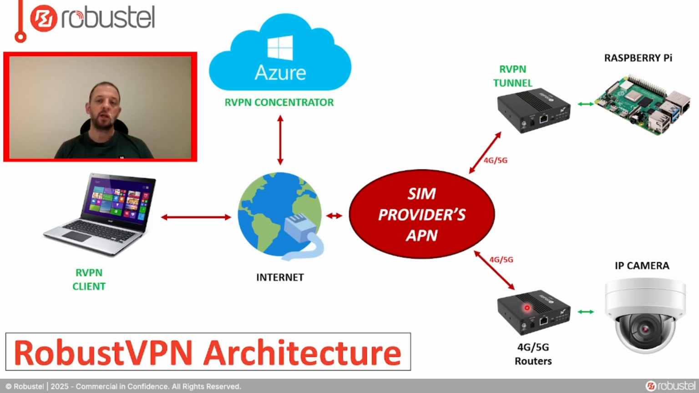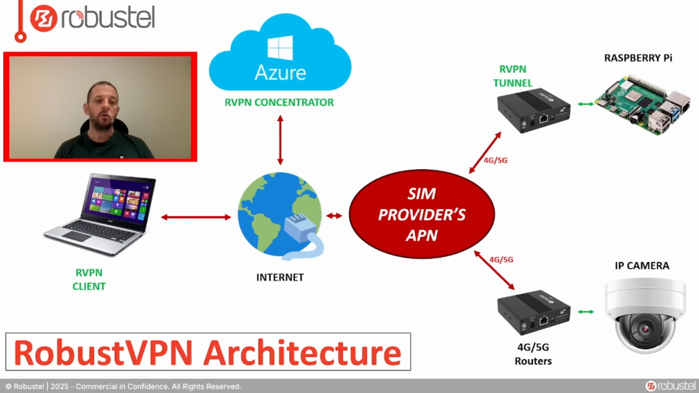The routers, although they can use Ethernet and Wi-Fi, will typically connect back over a cellular connection through the SIM provider's infrastructure out onto the internet. And then in the case of the router, it will build a RobustVPN tunnel from the router back to Robustel's Microsoft Azure platform. So that secure AES encrypted tunnel is then up.